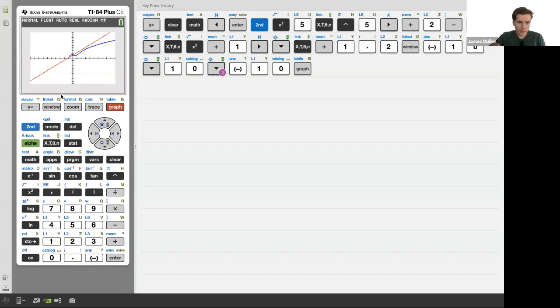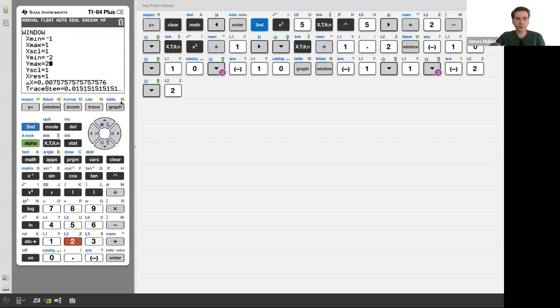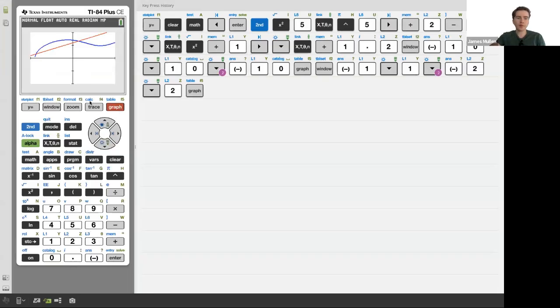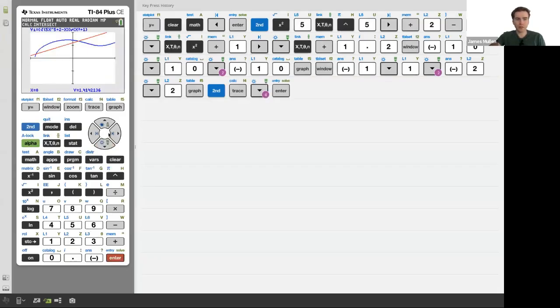Okay, so it looks like we're going to need to zoom in kind of close to between -1 and 1. So let's do that. Let's do -1 and 1. And we'll do maybe -2 and 2 for y. All right, beautiful. And to find the intersections, I'm going to hit second. I'm going to hit trace to go to calc. And now I'm going to go to option number 5, intersect.